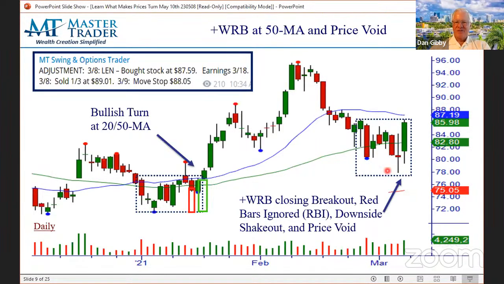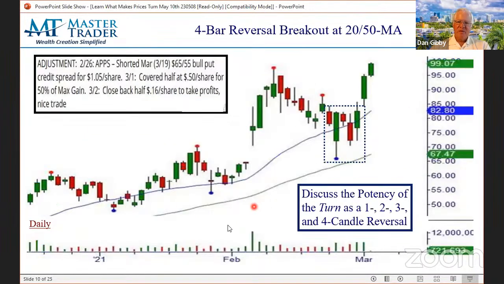All right, awesome. So everything in this box, today's subject: we can't control the candlesticks. All we can do is interpret them. So it was a 1, 2, 3, 8 bar turn at the 50, downside shakeout, and here's my price void. Target, I don't know, but 92, 94, I don't know. We're in management mode. Same but different.